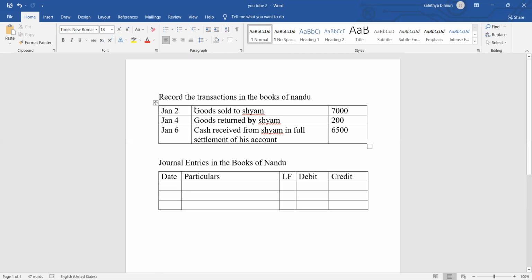So first, on January 2nd, goods sold to Sham 7,000 rupees. If you observe this transaction, the word cash is not mentioned and the name of the person is mentioned in the transaction. Then it comes under the credit sale. We have two types of sales: one is cash sale and the other one is credit sale. In the cash sale, the amount will be received from the buyer immediately. But in the credit sale, you are going to receive the amount from your buyer at a future date.